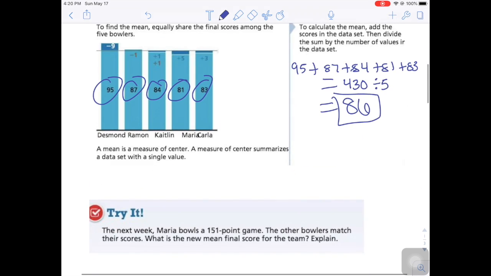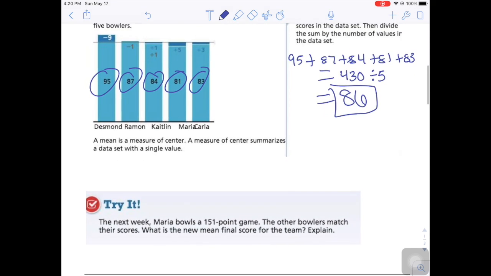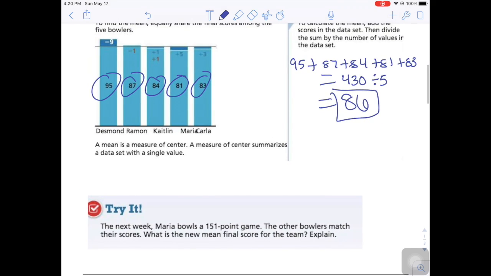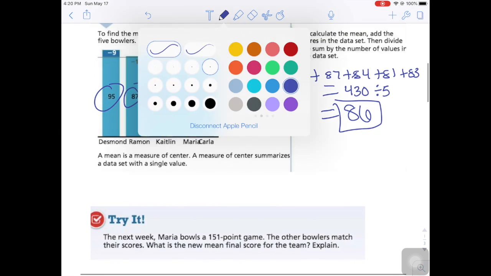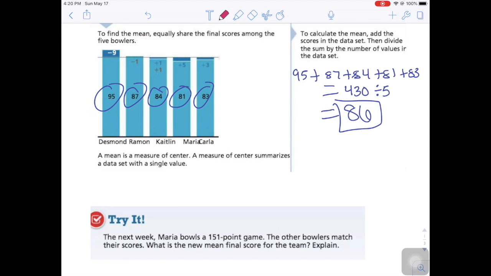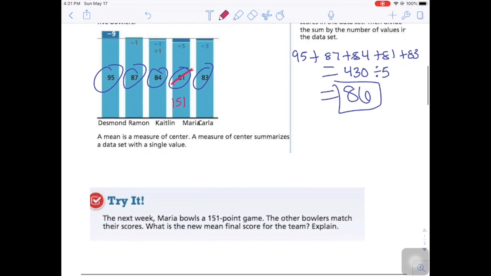So now I want you guys to try this on your own. It says the next week, Maria bowls a 151-point game. The other bowlers match their scores from the previous week. What is the new mean for the team? So instead of bowling an 81, Maria bowled a 151. So I want you guys to go ahead and find the new mean for this data set.